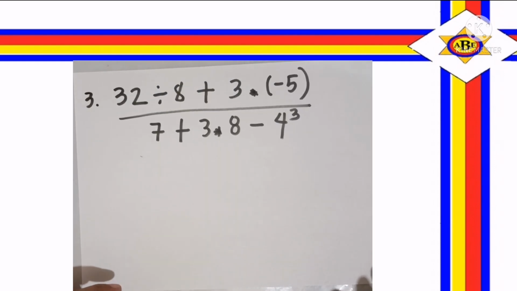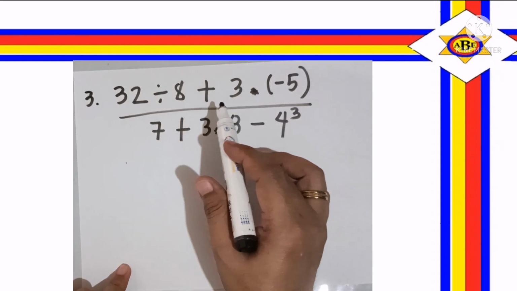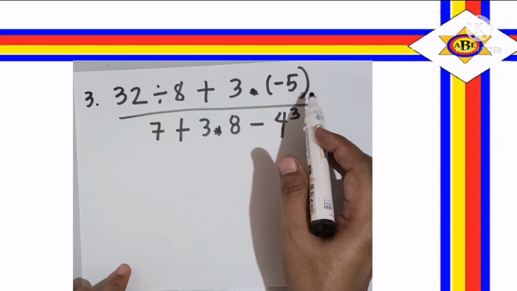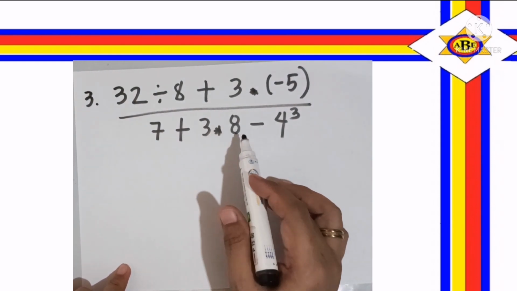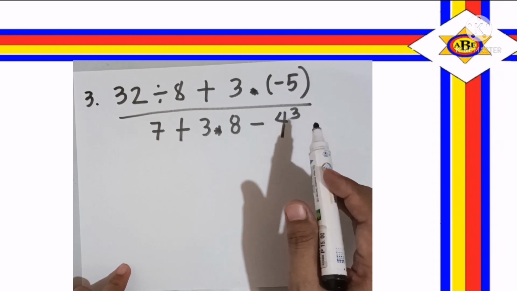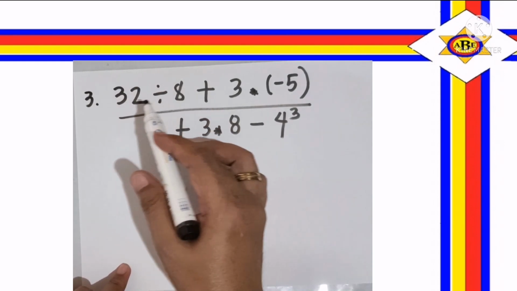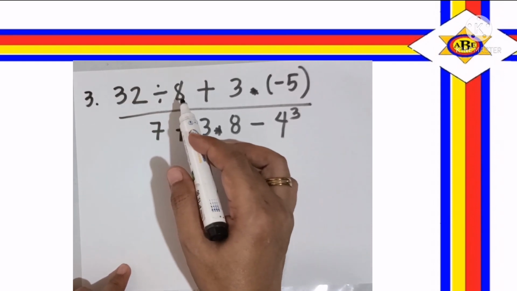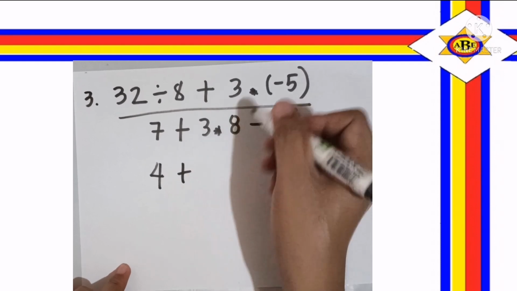Okay, now let's have problem number 3. 32 divided by 8 plus 3 times negative 5, divided by 7 plus 3 times 8 minus 4 cubed. The first thing that we do is we simplify this. 32 divided by 8, that is 4. Plus, copy this one.